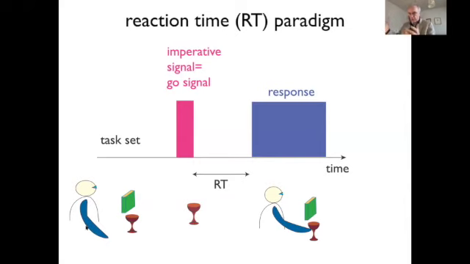Maybe today it's on a computer screen, you have some buttons in front of it. And then the imperative signal would perhaps signify in some way the object to grasp in some form. Maybe it would have the word glass, it would have some symbol that you have learned. And then you're invited to initiate your action as quick as possible. And reaction time is really the time between the presentation of the stimulus and the time when the movement is initiated.